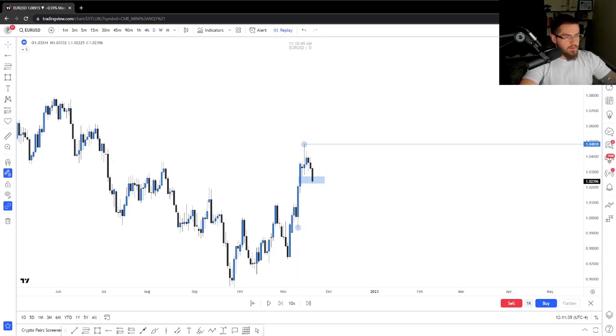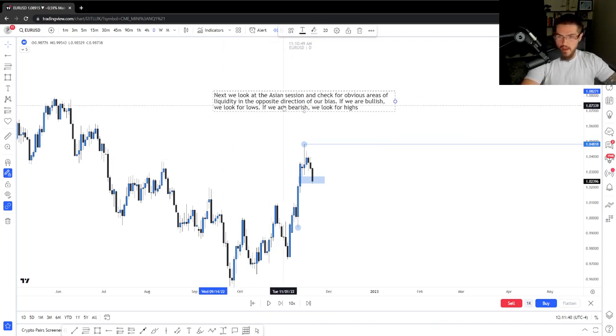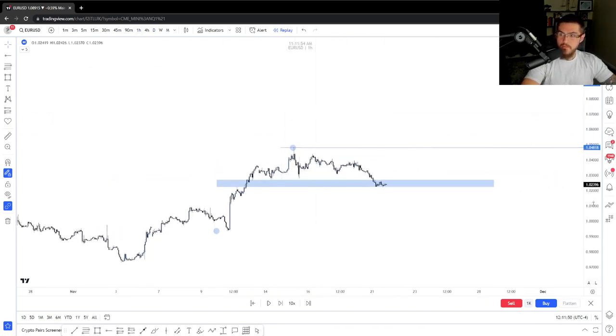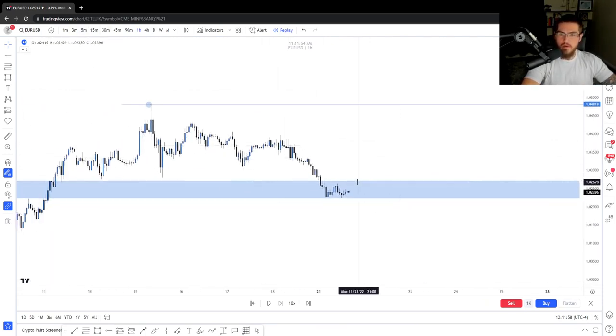So the next thing you want to do is look for the Asian session and watch any obvious areas of liquidity in the opposite direction of our bias. So if you're bullish, you're going to be looking for lows, and bearish, you're going to be looking for highs. So in this example, I'll go down to 1 hour. And remember, we're going to be looking for this setup to occur here.